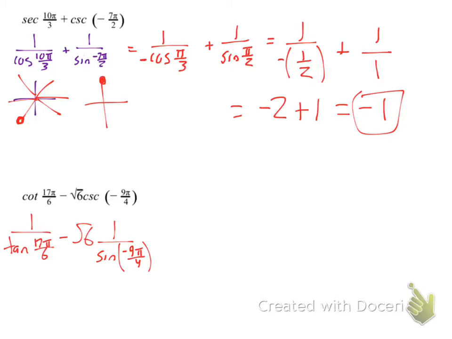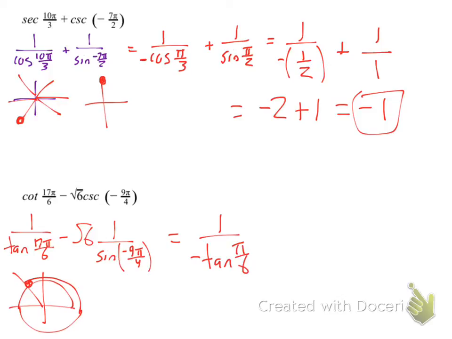Now, 17 pi over 6. If I took 17 divided by 6, I get 2 and 5/6, right? So, technically, guys, I'm going 2 pi, and 5/6 of a pi. And if you don't believe me, you can put all 6 pieces, each 1/6 of a pi, on top and bottom, and count up 17. You will end up in the second quadrant. Tangent in the second quadrant is negative. So this becomes 1 over negative of tangent of pi over 6, because it's one step away from the x-axis.